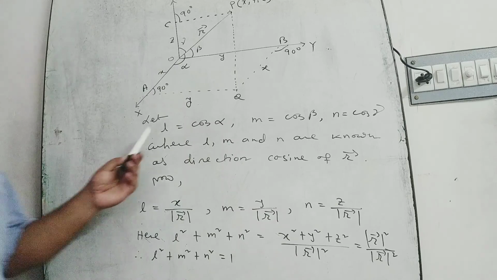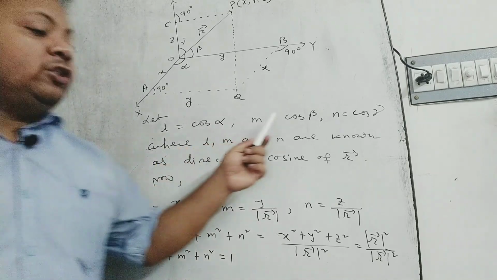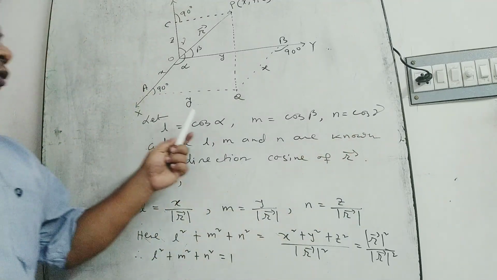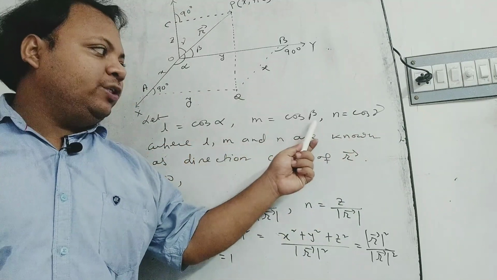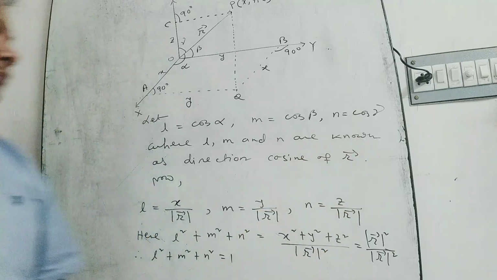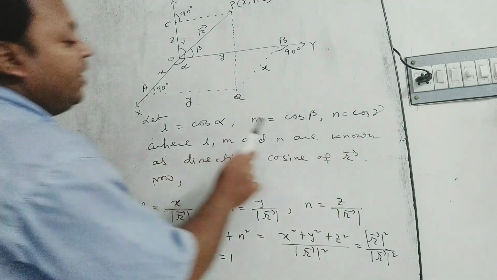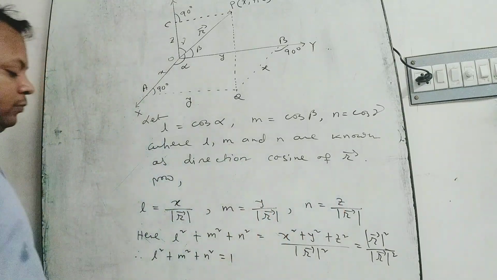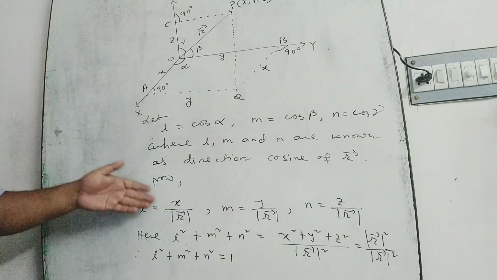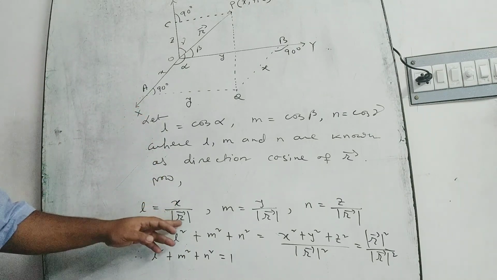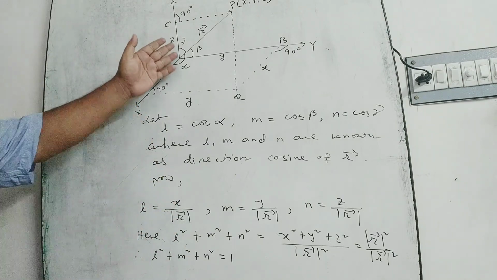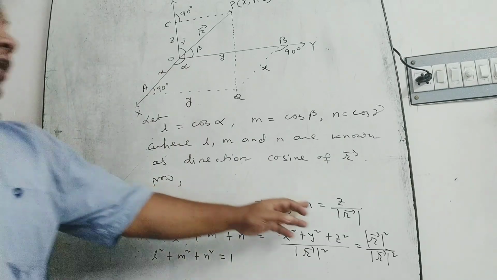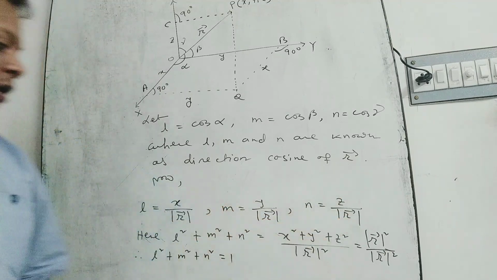Now let L is equal to cos alpha, M is equal to cos beta, and N is equal to cos gamma, where L, M and N are known as the direction cosines of the r vector. Now L is equal to mod of x by mod of r, M is equal to y by mod of r, and N is equal to z by mod of r.